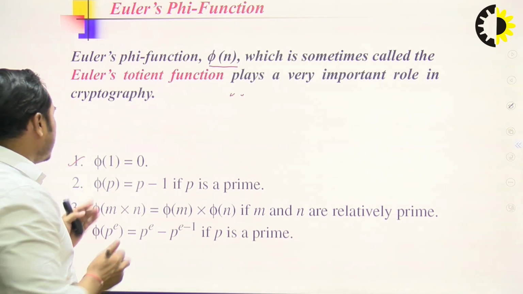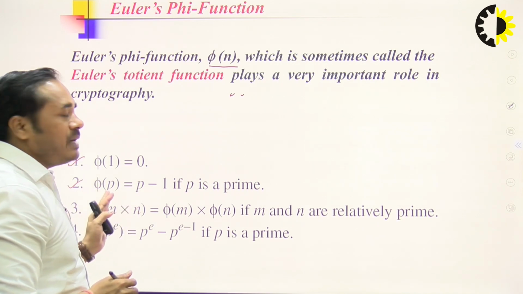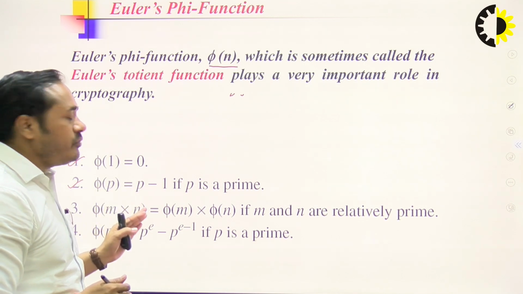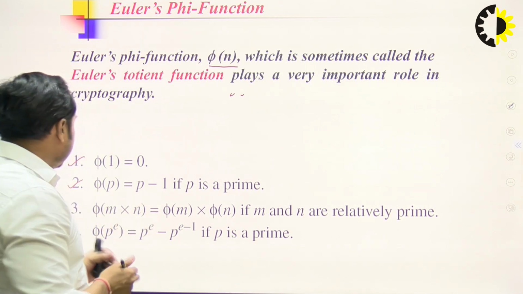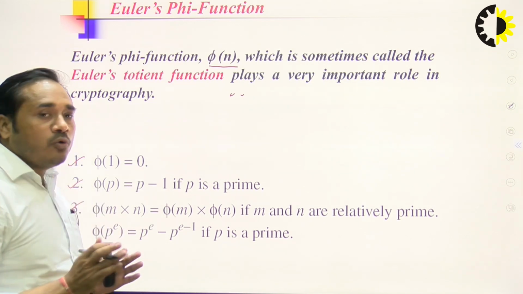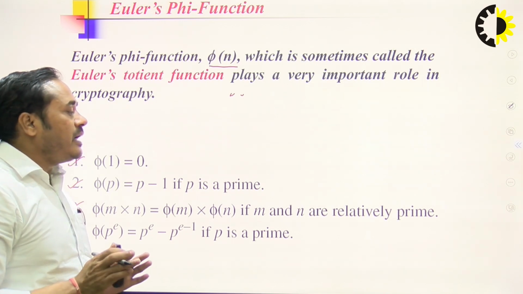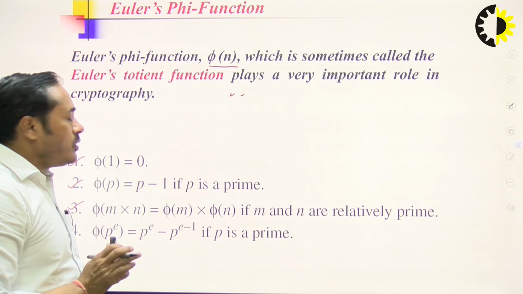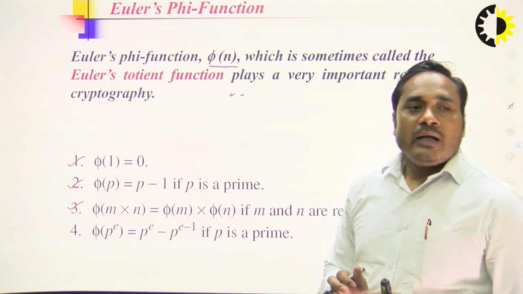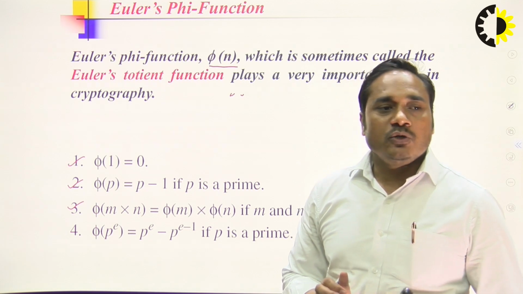Similarly, the second rule is phi(p), where p is a prime number. So phi(p) equals p minus 1, where p is a prime number. The third rule is phi(m times n), which equals phi(m) times phi(n), where m and n are relatively prime numbers. With the help of two different prime numbers you can calculate phi(m times n).